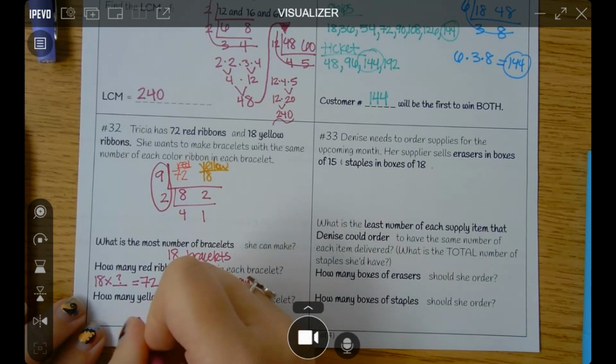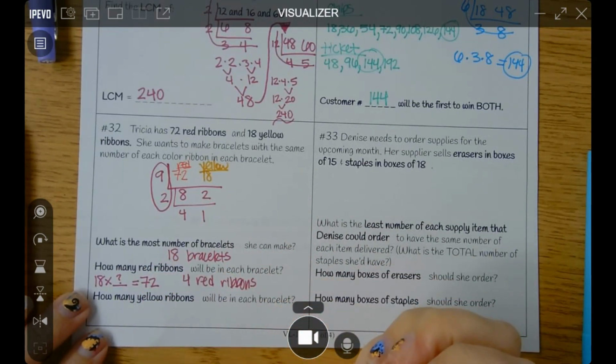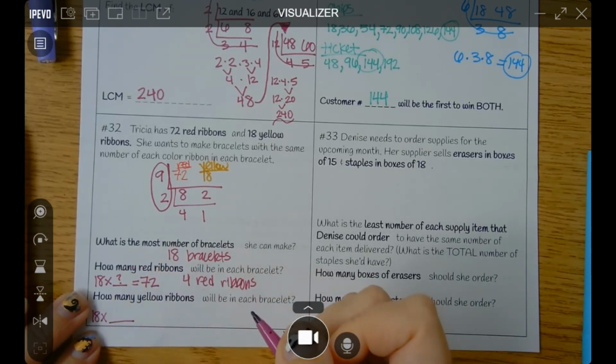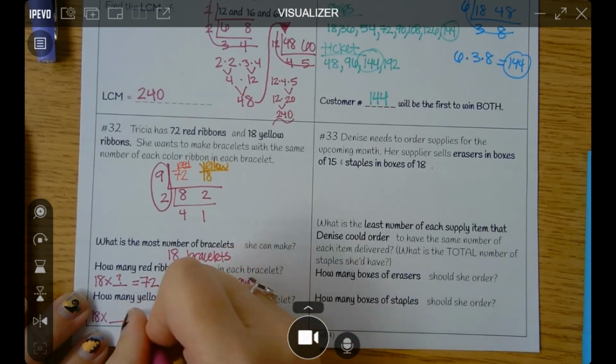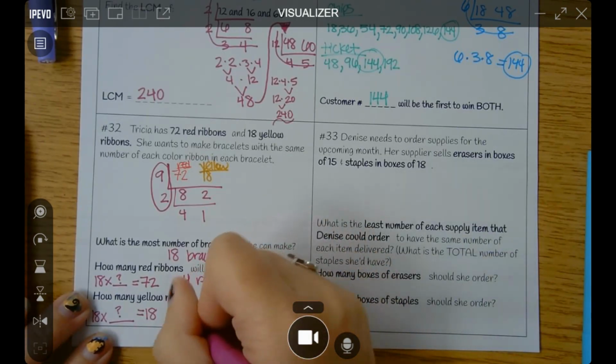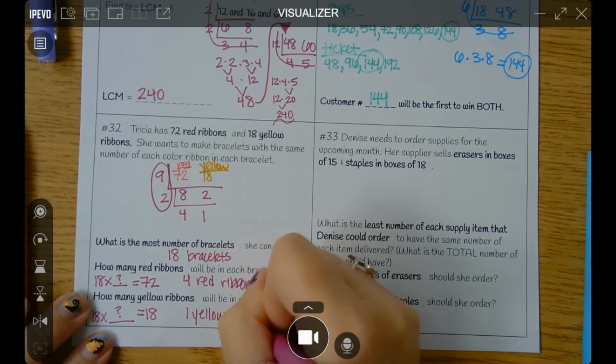Okay. Well, again, same type of scenario. I have how many bracelets I want to make? 18. Okay. And how many yellow ribbons do I have to work with? I only have a total of 18 yellow ribbons to work with. So then how many can I put in each bracelet? Well, 18 times what is 18? 1. So I can only put 1 yellow ribbon in each bracelet. Now, do you see something that kind of worked out nicely?